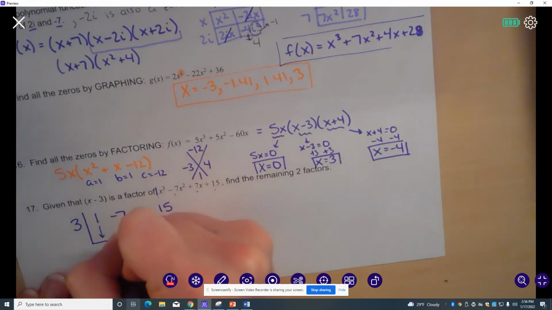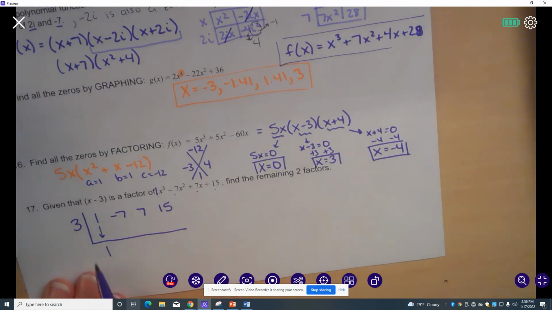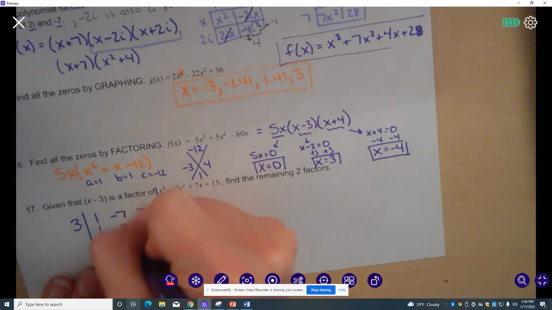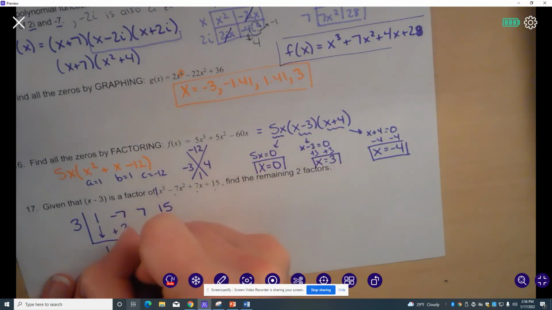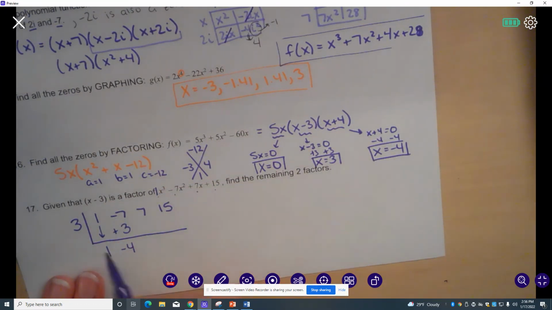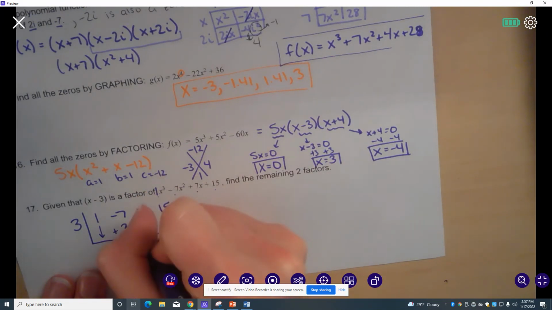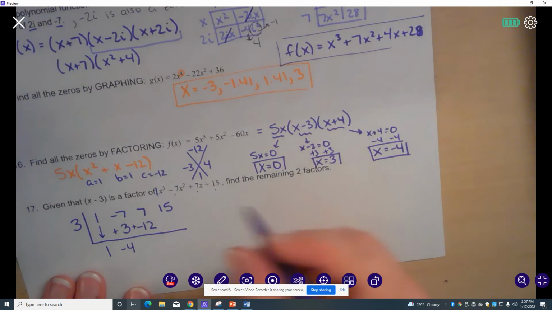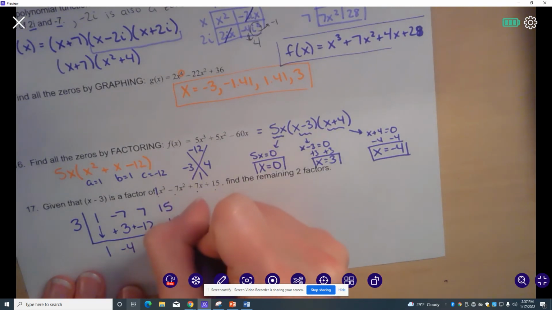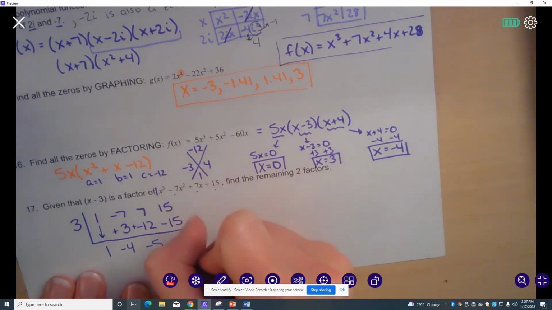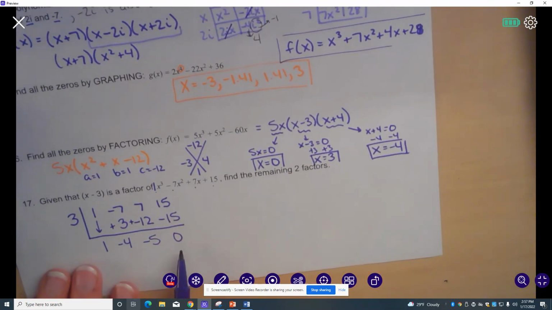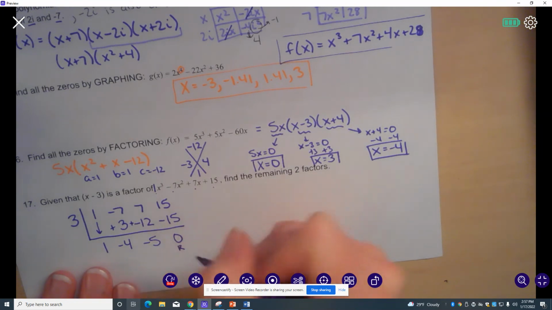So remember to do synthetic division. We first drop down that first number, and I'm going to do 3 times 1 to get 3. Then I add up and down. Negative 7 plus 3 is negative 4. I multiply again. 3 times negative 4 is negative 12, and I add up and down. So I get negative 5. 3 times negative 5 is negative 15, and I add up and down. Notice this last number is 0. That's good. That's my remainder.